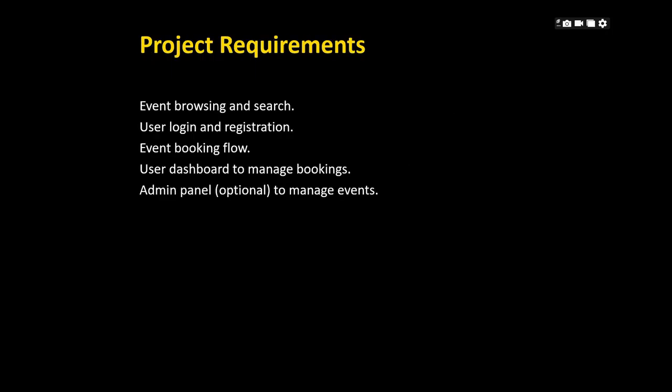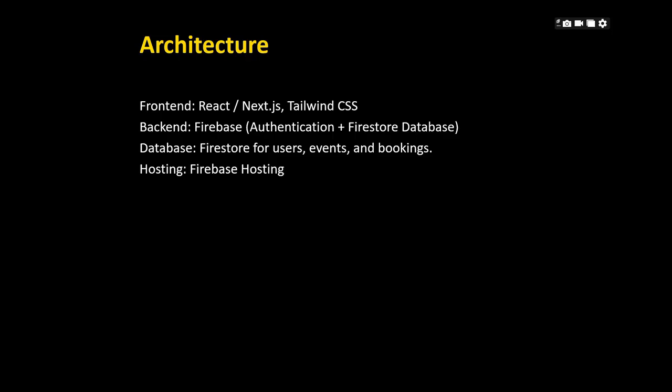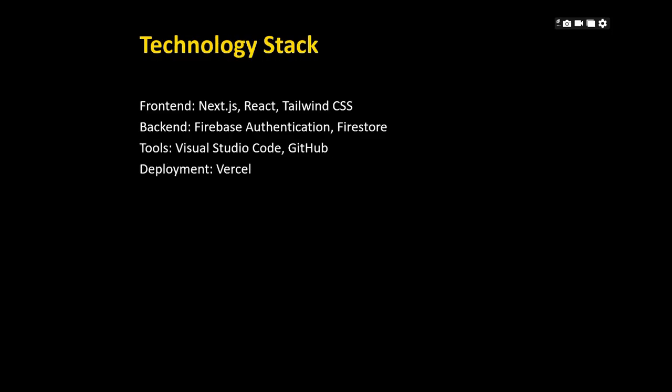So what were the project requirements? Event browsing and search, user login and registration, event booking flow, user dashboard to manage bookings, and admin panel. The architecture is basically the components which are there in my website. For front end, I am using React on Next.js and Tailwind CSS. For backend, it is Firebase, and I am also using Firestore for users, events, and bookings. For hosting, I am using Firebase hosting, but for deployment, I am using Vercel.